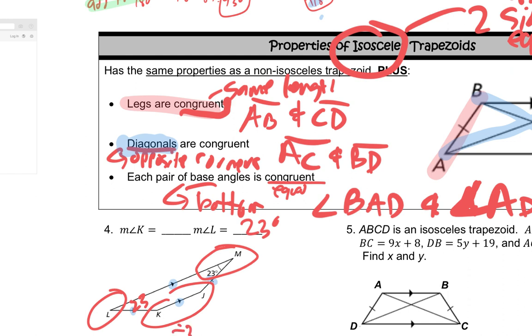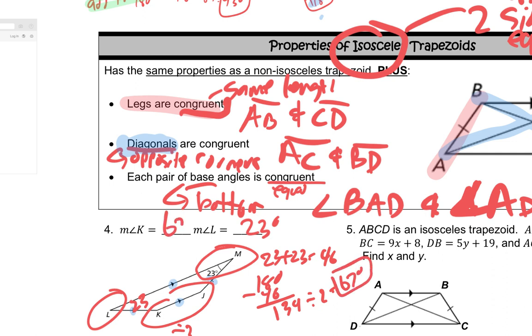So let's do that. So we're going to say 23 plus 23, that's going to be equal to 46. So we're going to say 180 minus 46. That's going to be equal to 134. And then we're going to divide that by 2. So if we put that into our calculator, 134 divided by 2 gives us 67 degrees. Okay, so that's what we want to keep in mind with these.